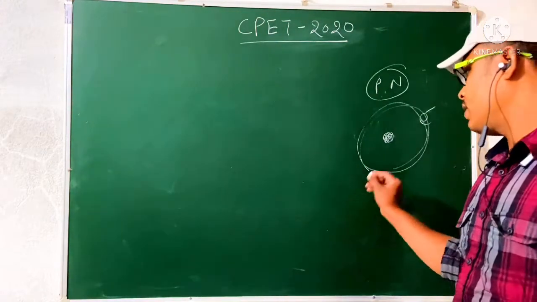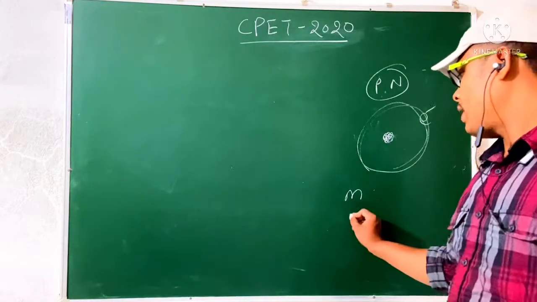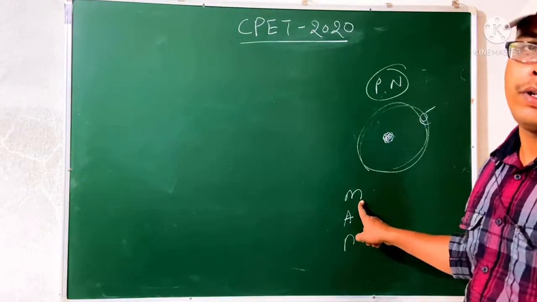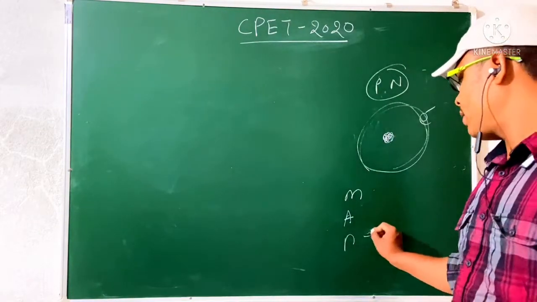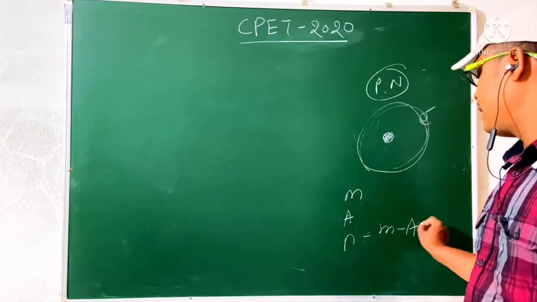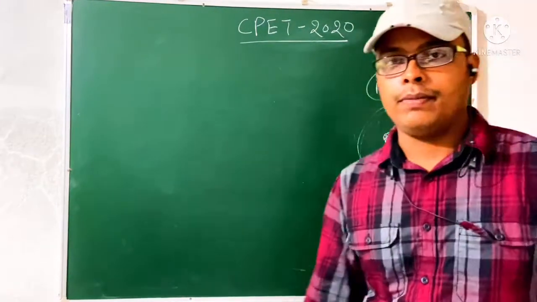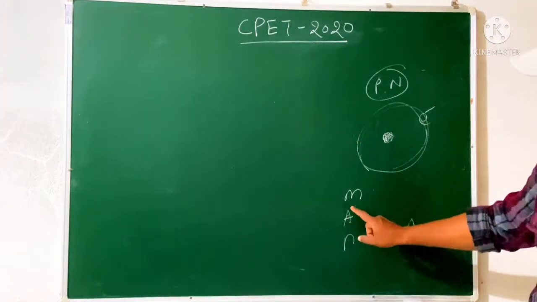So this is your mass number, that is M, and your atomic number, this is N, and this is the neutron number. This is mass number, this is atomic number, and this is neutron number. So how will we find the neutron number? Mass number minus atomic number, the proton number. Okay, this is mass number, this is atomic number, this is neutron number.